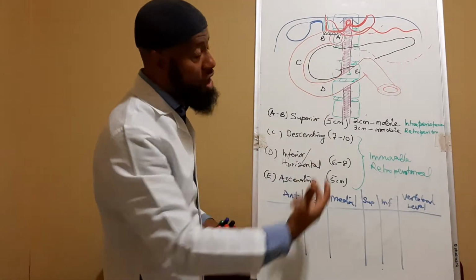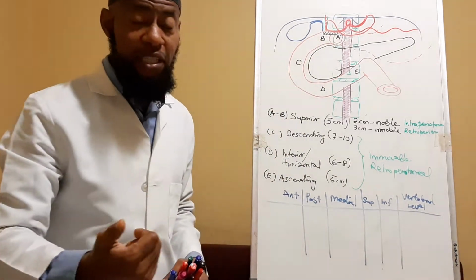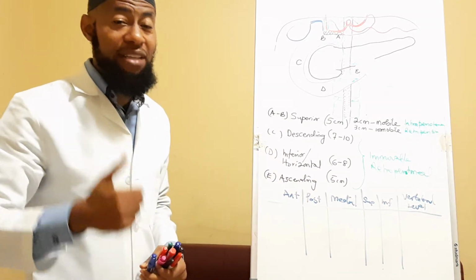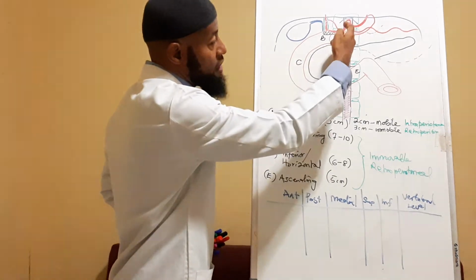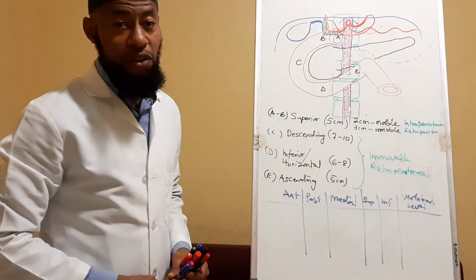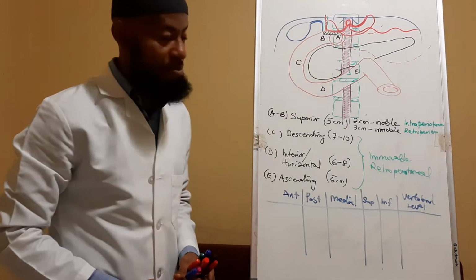So, posterior structures are the gastroduodenal artery, the hepatic portal vein, and hepatic portal artery, as well as the inferior vena cava. The inferior vena cava is on the right side of the arch of aorta. Okay? Now we go medially. What are the structures that are found medial to there?